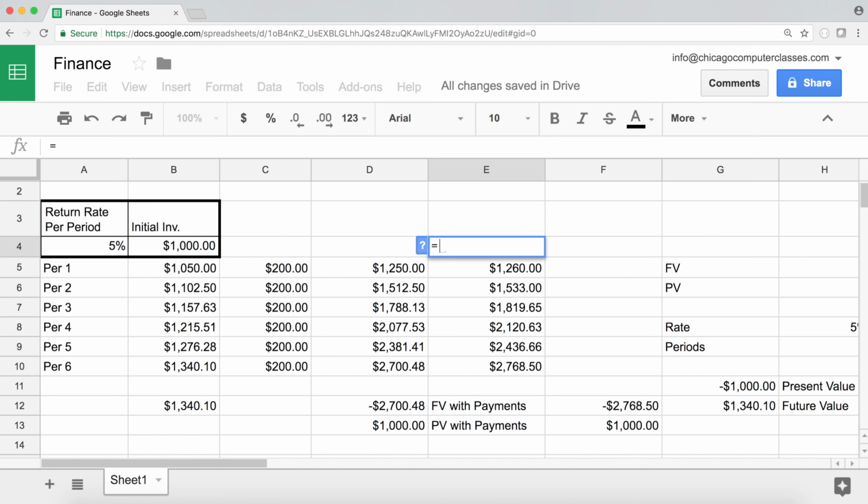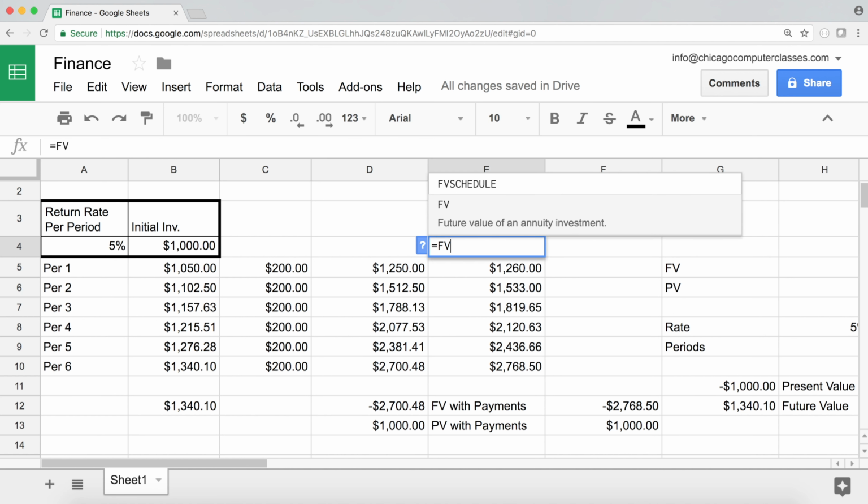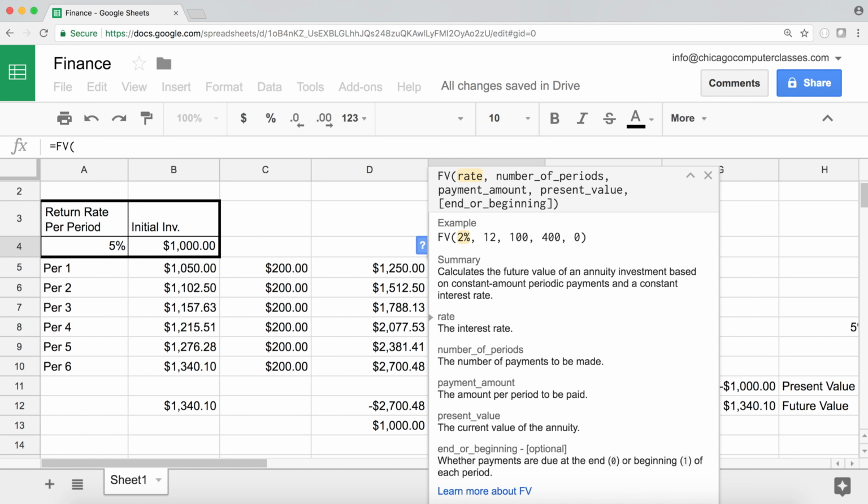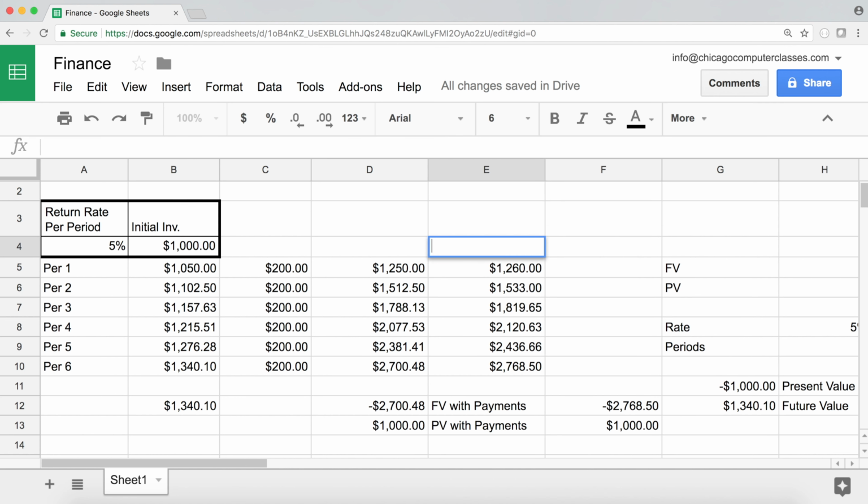And I believe that should cover everything about future value and present value functions here. Maybe I've missed something, but that should at least be the vast majority of what we need to understand. So that's that for this video. And in our next video, we'll start talking about net present value and internal rate of return.